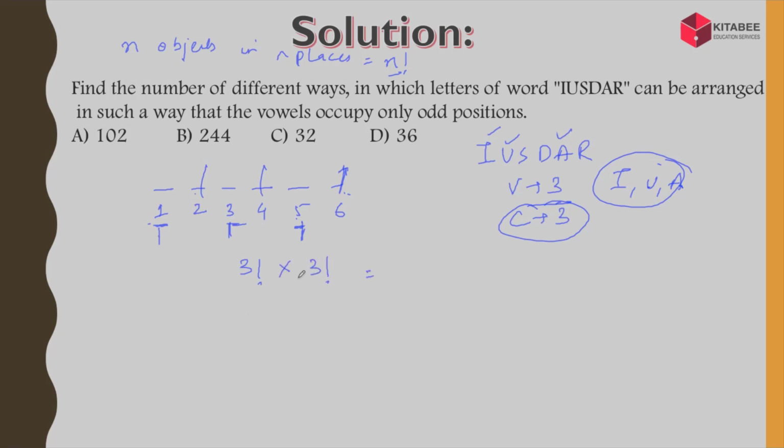So this would be the total number of ways in which we can arrange all the letters of this word so that the vowels occupy only the odd positions. So 3 factorial is 6, into 6, which is equal to 36. So the right answer would be 36, and so I can say option number D is correct, right?